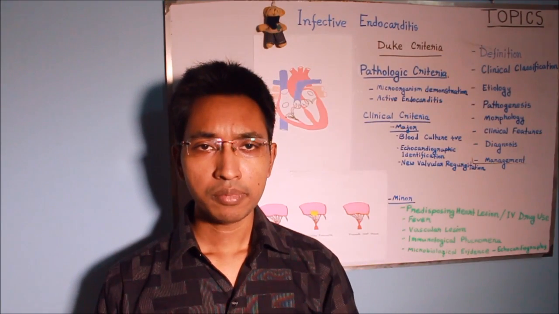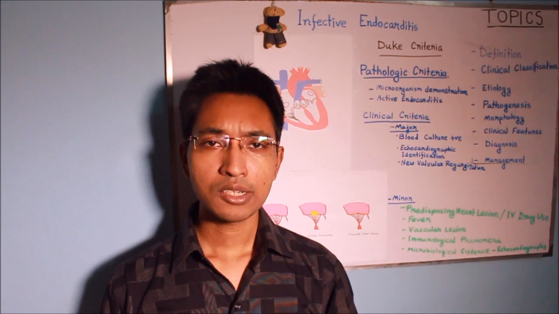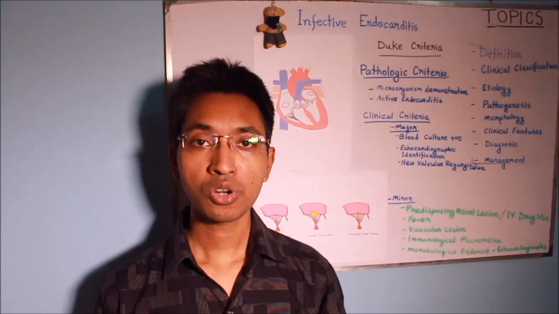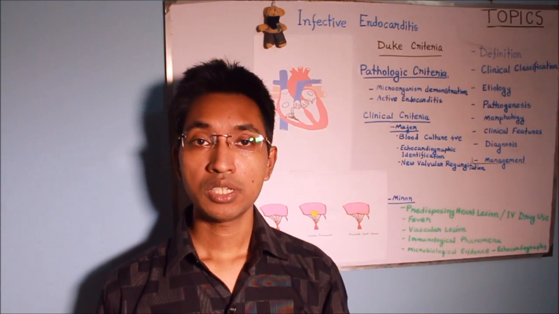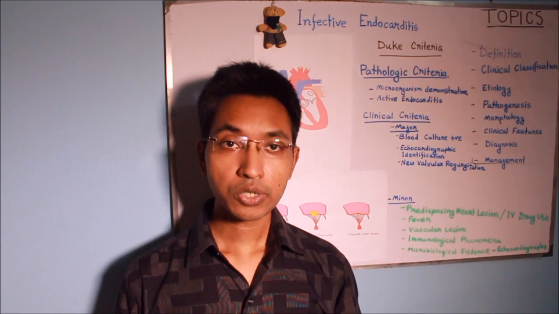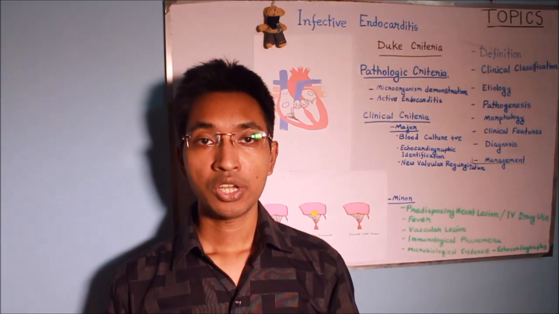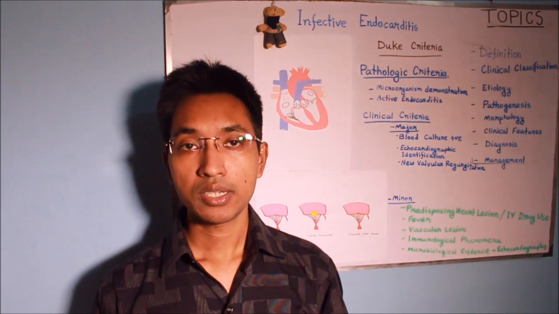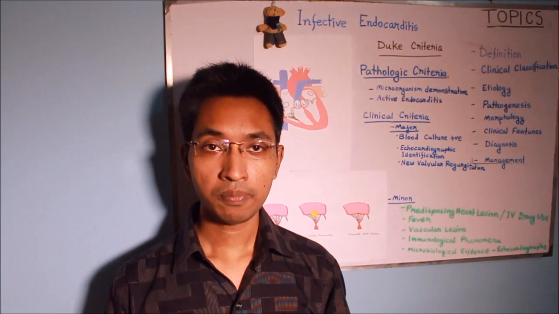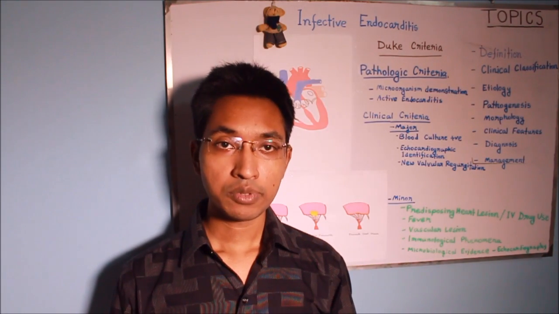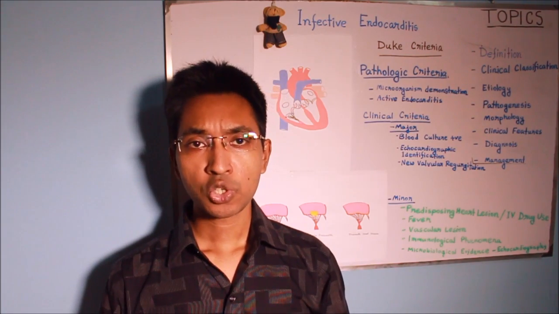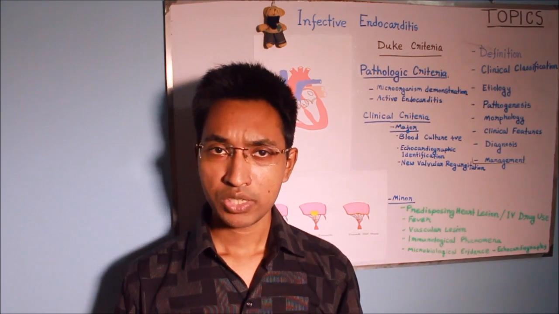Now always remember, the vegetations of acute infective endocarditis will be bulkier and more globular compared to the subacute variety, and they can cause ulceration or perforation of the underlying valve leaflets. Occasionally they can even erode into the myocardium and result in abscess formation. So what will be the microscopical features of these vegetations?